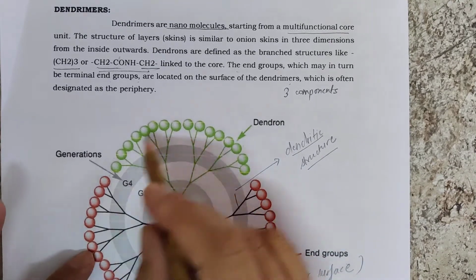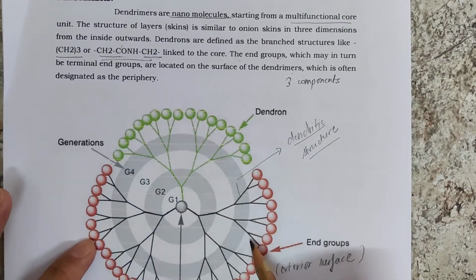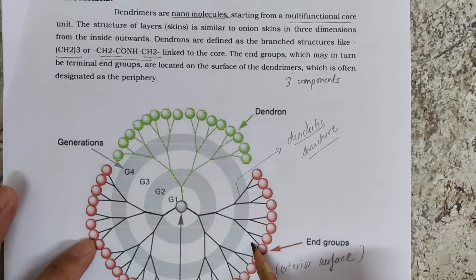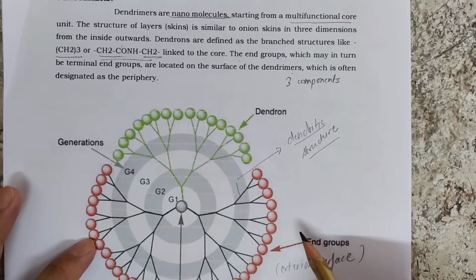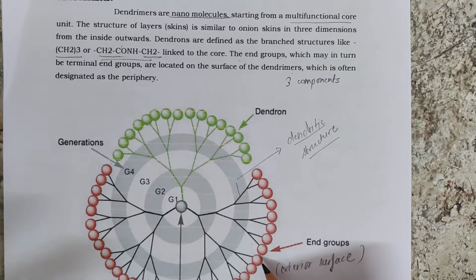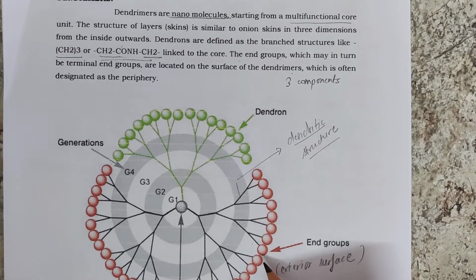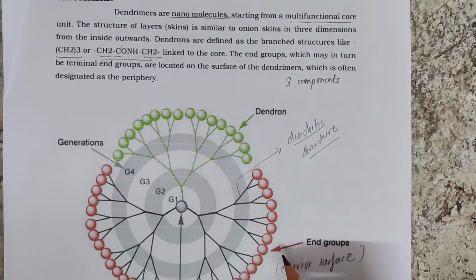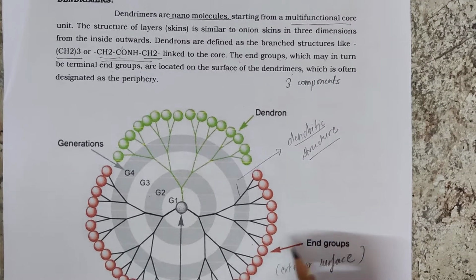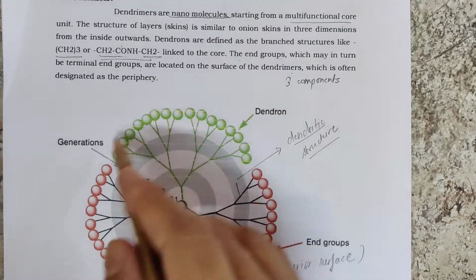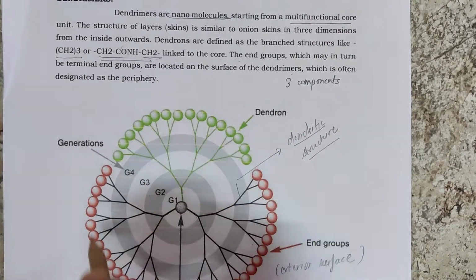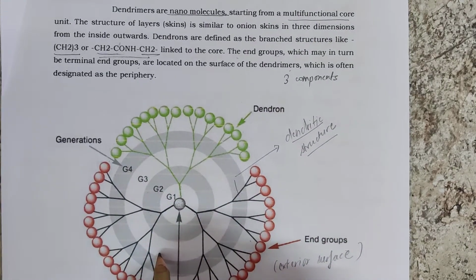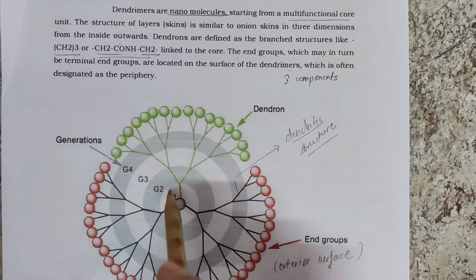So whatever functional groups are present on the surface are called end groups. These dictate the properties of the dendrimers. They will be the deciding factor whether your dendrimer will be lyophilic, lyophobic, hydrophilic, or hydrophobic, or whether it is a positively charged species or negatively charged or neutral. So all those properties are defined by these functional groups. And these branching will have cavities.